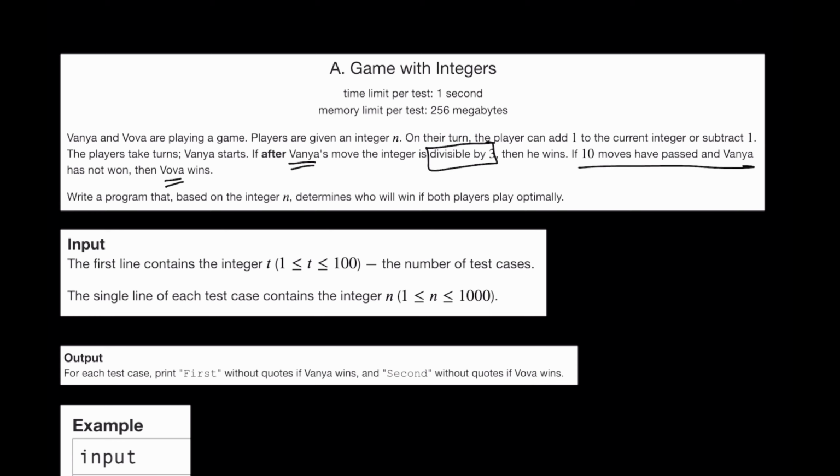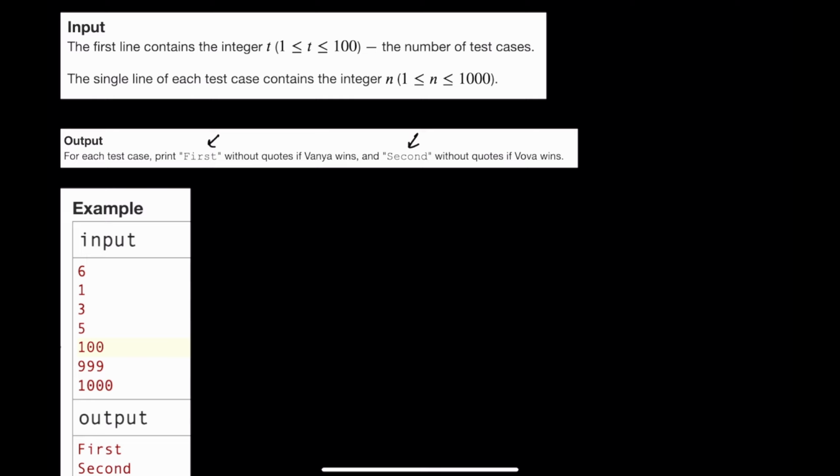We need to write a program that, based on the integer n, determines which player wins if both players play optimally. For each test case, we need to print "First" if Vanya wins, and "Second" if Vova wins. So let's see what will happen. Let's take a test case.